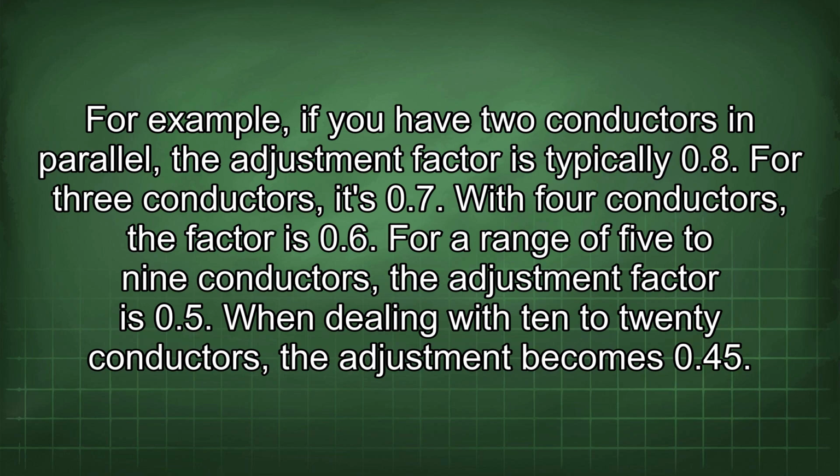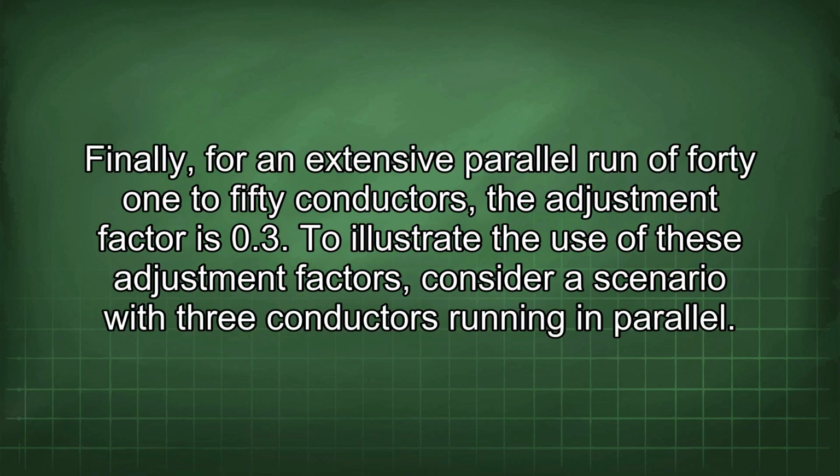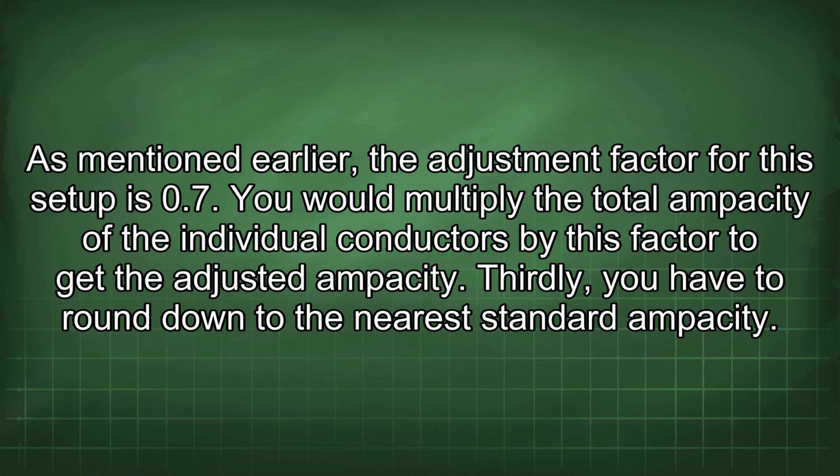When dealing with 10 to 20 conductors, the adjustment comes to 0.45. For 21 to 30 conductors, the factor is 0.4. And if you have 31 to 40 conductors, it drops to 0.35. Finally, for an extensive parallel run of 41 to 50 conductors, the adjustment factor is 0.3. To illustrate the use of these adjustment factors, consider a scenario with 3 conductors running in parallel. As mentioned earlier, the adjustment factor for this setup is 0.7. You would multiply the total ampacity of the individual conductors by this factor to get the adjusted ampacity.